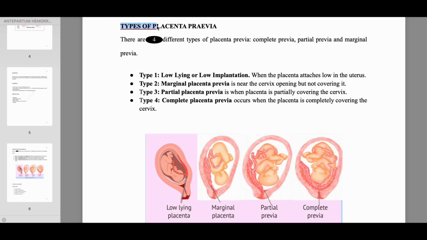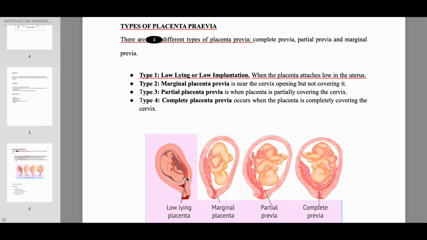Now moving to the types of placenta previa. There are specifically 4 different types. The first one is type 1, low-lying or low implantation, when the placenta attaches low in the uterus. As you can see in this picture, the placenta is implanted in the lower segment of the uterus, not in the upper segment. So this condition is called low-lying placenta previa.